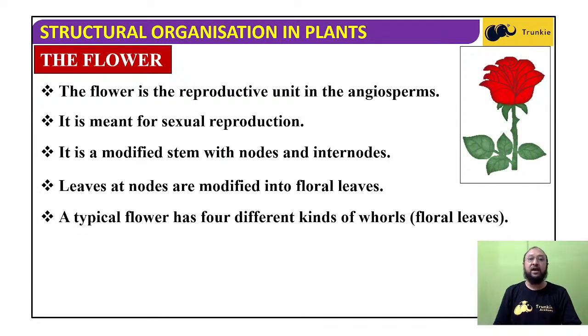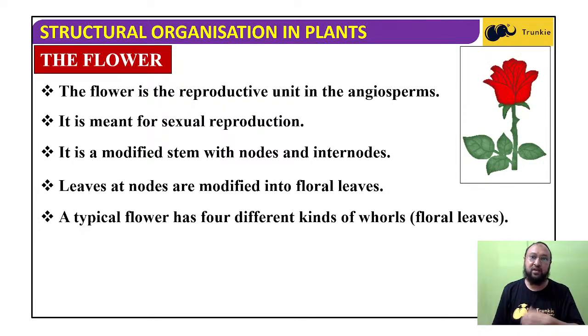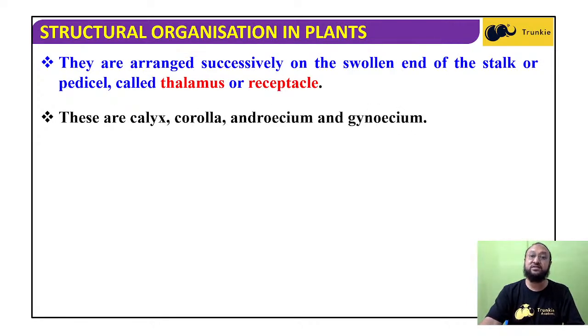Now, a typical flower has four different kinds of whorls, which we already studied in class 9: the androecium, gynoecium, calyx, and corolla. They are arranged successively on the swollen end of the stalk, the part we hold the flower with, called the stalk or pedicel. The thalamus is the base on which the different floral parts are arranged. It is also called the receptacle.